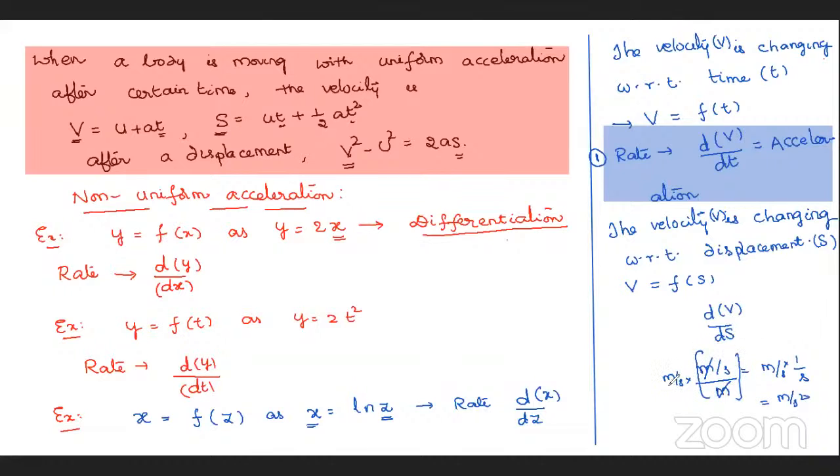To get the acceleration for this part, I am multiplying with meter per second, which means velocity. So velocity into dv by ds gives meter per second square, which means acceleration. That's why it gives the acceleration. Second equation, try to keep in mind.